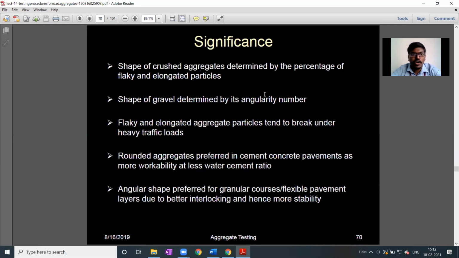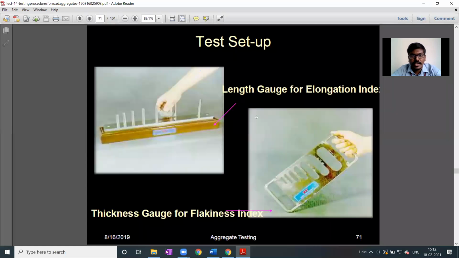Shape test, flakiness and elongation index. This is the thickness gauge to determine the flakiness index. Here you can see the thickness gauge for flakiness index. And for elongation index, we need the length gauge. This is the length gauge.